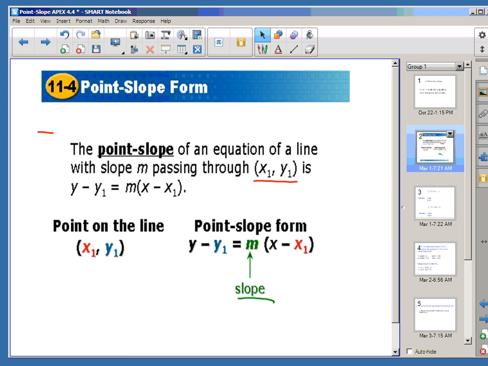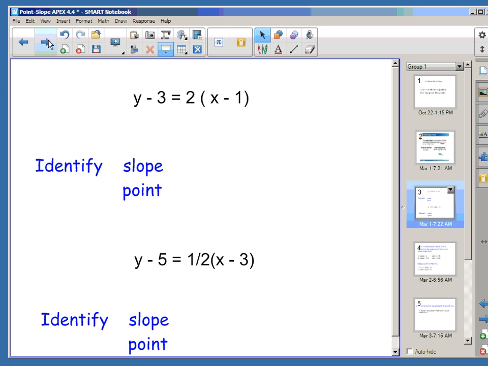Okay, how do we use that? All right, so refer back to that sheet. If you look at this, what number here then would be the slope? It was y minus y sub 1 equals m times x minus x sub 1, where the m is the slope, and then the x sub 1, y sub 1 is your point. So the slope here is 2, and the point on the line would be the point 1, 3. Notice 1 is your x coordinate and the 3 is your y coordinate, so make sure you put them in the right order.